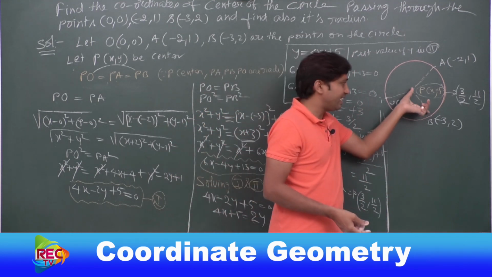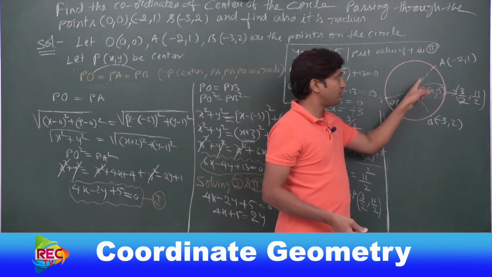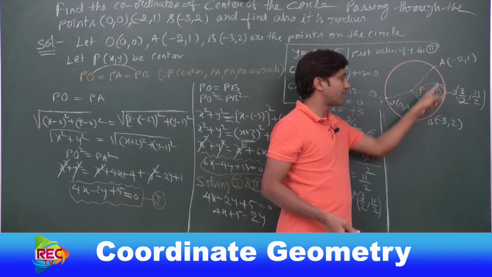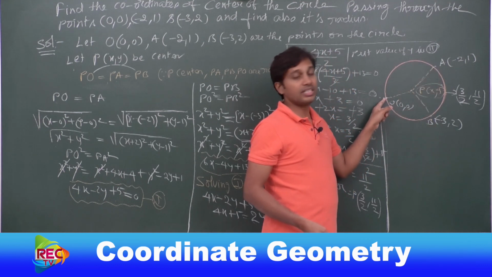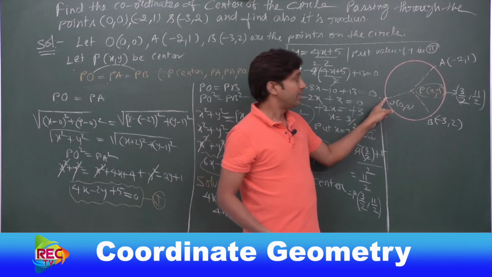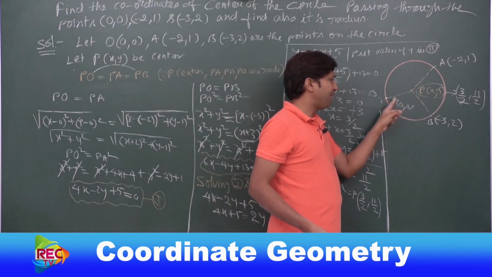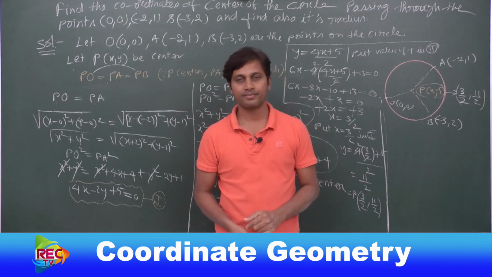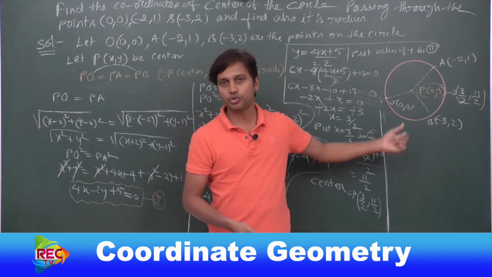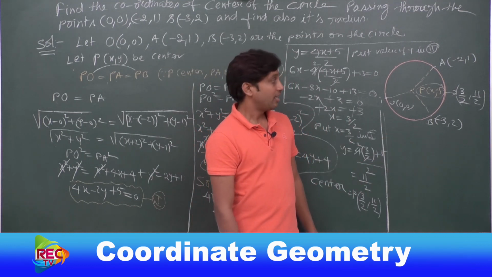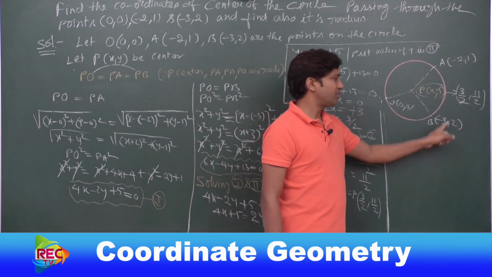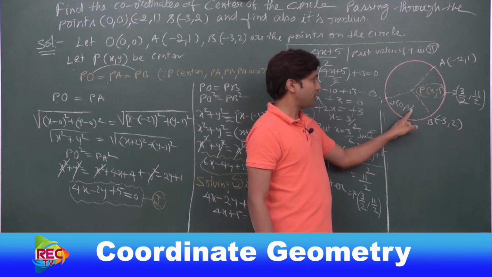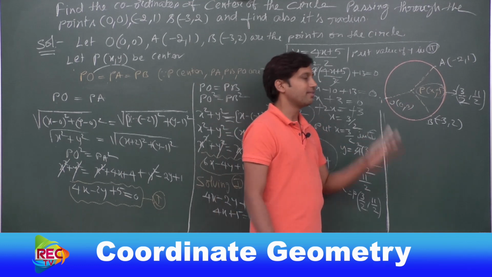So that distance is the radius, or not? Distance from the center to any point on the circumference. This is a point on the circumference, this is a point on the circumference, this is a point on the circumference. It means the distance from this point P to any one we can take as radius. But tell me which one you choose. If you choose this one, it will be a bit complicated. Here is (0, 0), no? Better you choose this one.